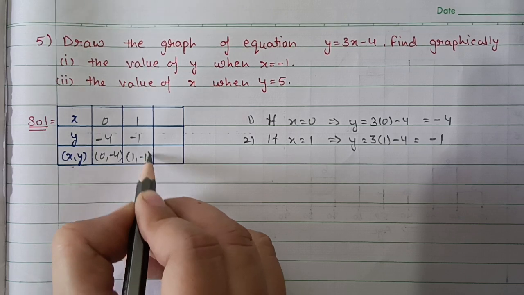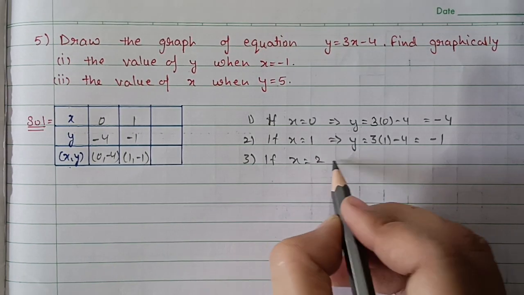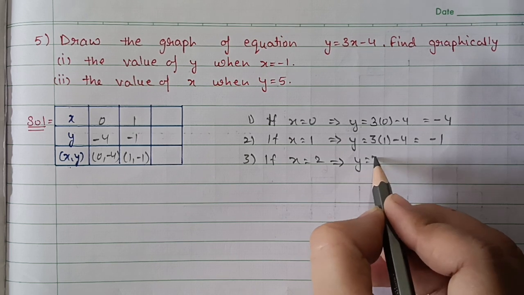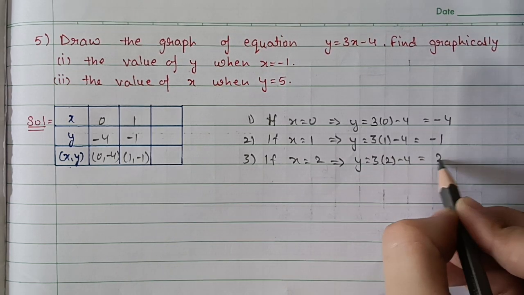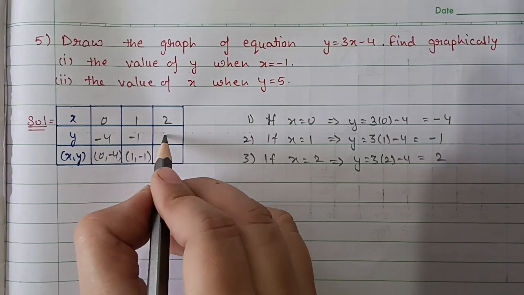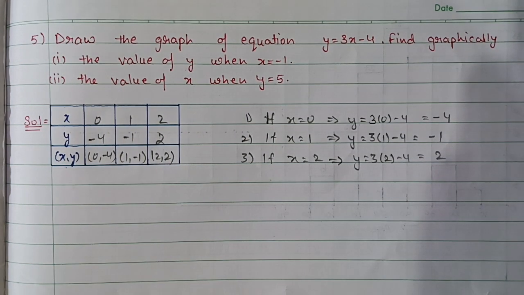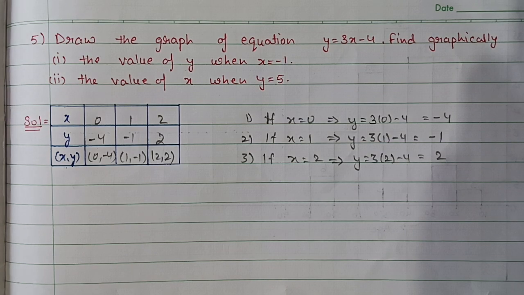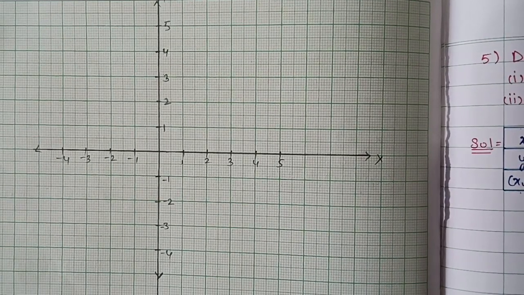Third point, if I am taking x is equal to 2, in that case y will be 3 into 2 minus 4, 6 minus 4, 2. Now these 3 points will be plotted in the graph. Here scale is not given, so we can take scale as per our wish. I have taken here 1 centimeter equal to 1 unit.